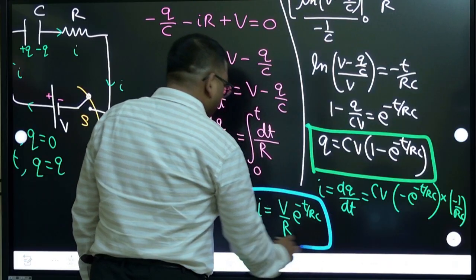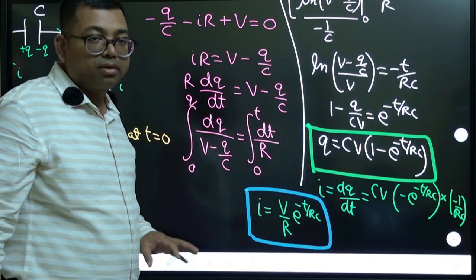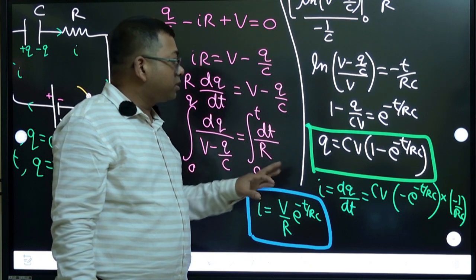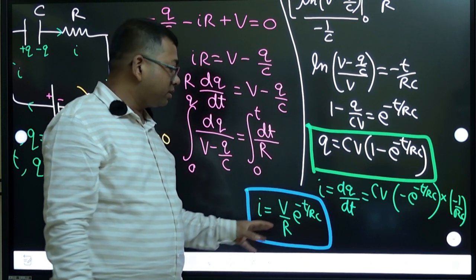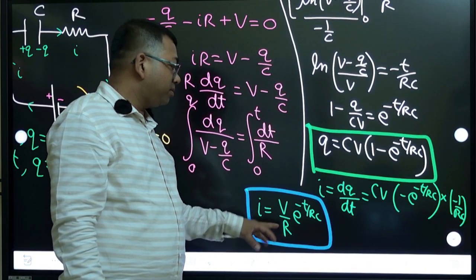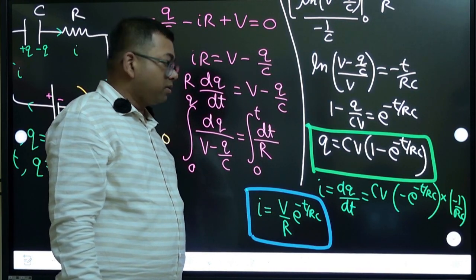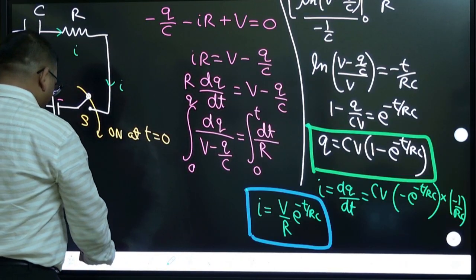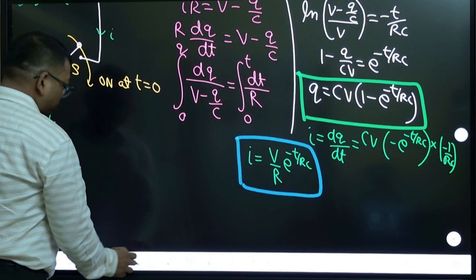So this equation of current and charge you have to remember. Charge is equal to CV (1 minus e to the power minus t by RC), and current is V by R e to the power minus t by RC. And you can draw the graph of how current and charge change.